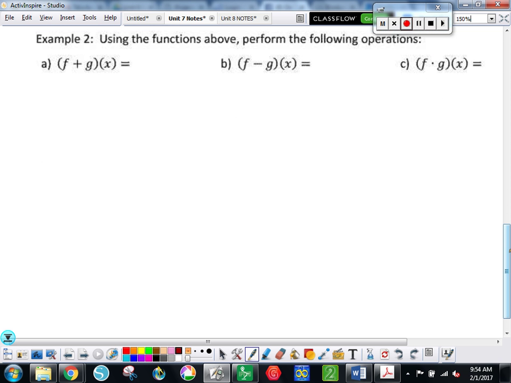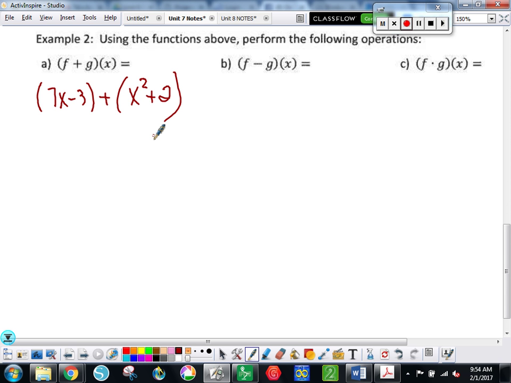Okay, help me out because my functions are on the board. So what is the f function? What is the g function? x squared plus what? 2. I would like the answers in standard form. What does it mean to be in standard form? You guys know?